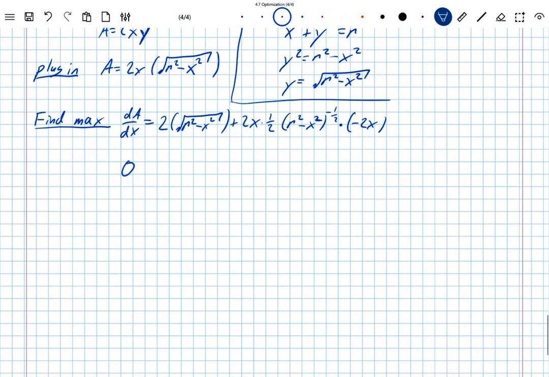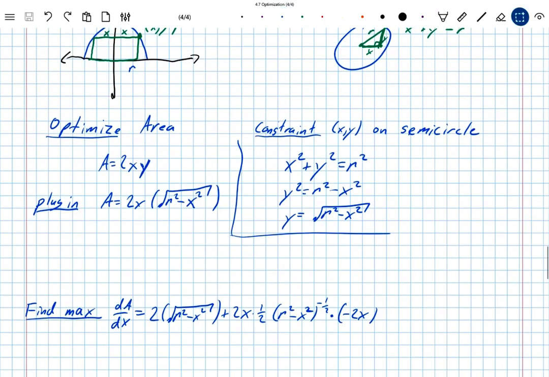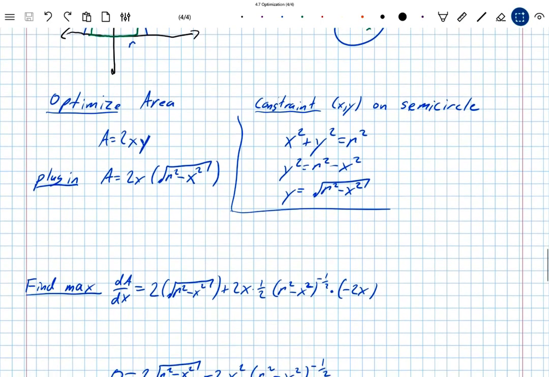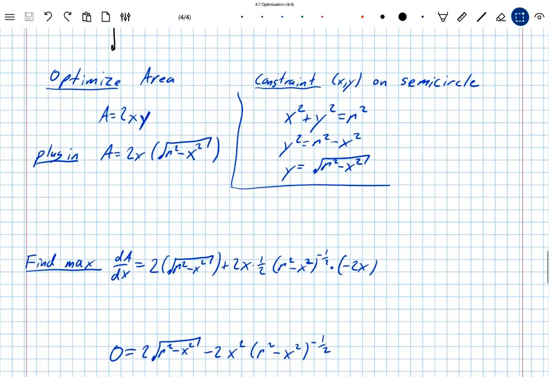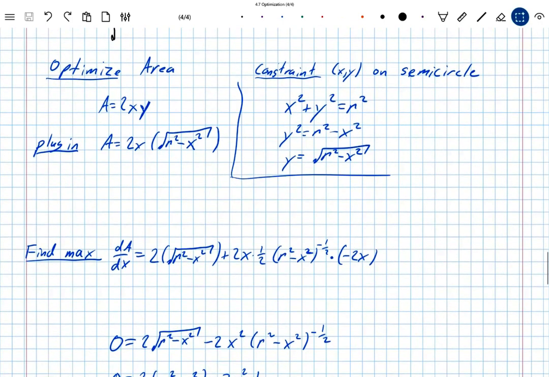Find those critical points. So this looks like 2 square root of r squared minus x squared, plus that 2 and that 1/2 go away, and there's a negative 2, so let's go ahead and pull out that negative 2. Looks like I get an x squared times (r squared minus x squared) to the negative 1/2. Okay, so we found our derivative, and we are going to set it equal to 0. Do a little bit of pre-computing here, cleaning it up.